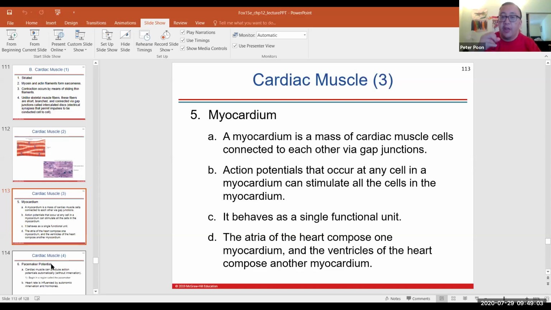The atria of the heart compose one myocardium. The ventricles of the heart compose another myocardium. So atrial contraction, ventricular contraction. These are independent of each other. Lub, dub, lub, dub, lub, dub.